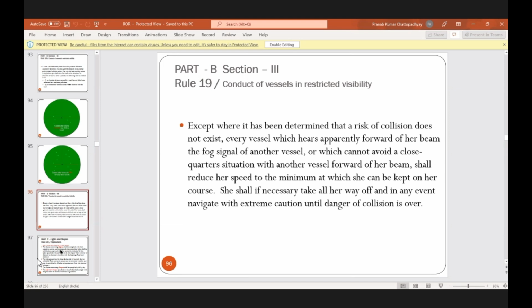It starts off with, "Except where it has been determined that risk of collision does not exist." First, see this part, this sentence: "Except where it has been determined that a risk of collision does not exist." Can any one of you from the class tell me what this means? I'm not going any further. Just tell me this line.